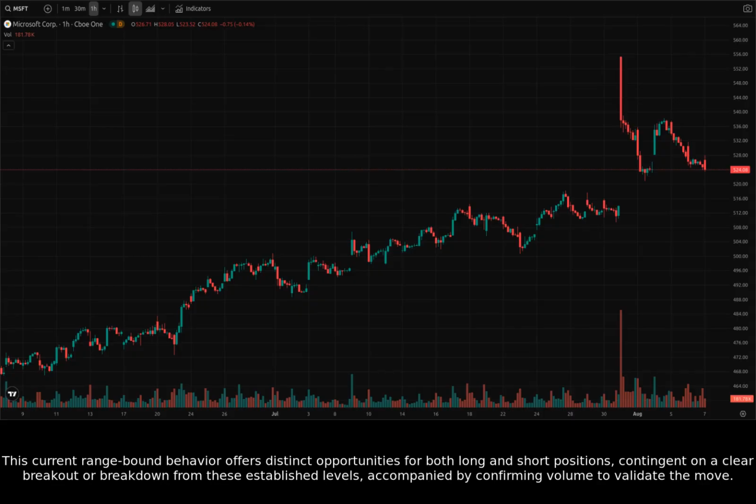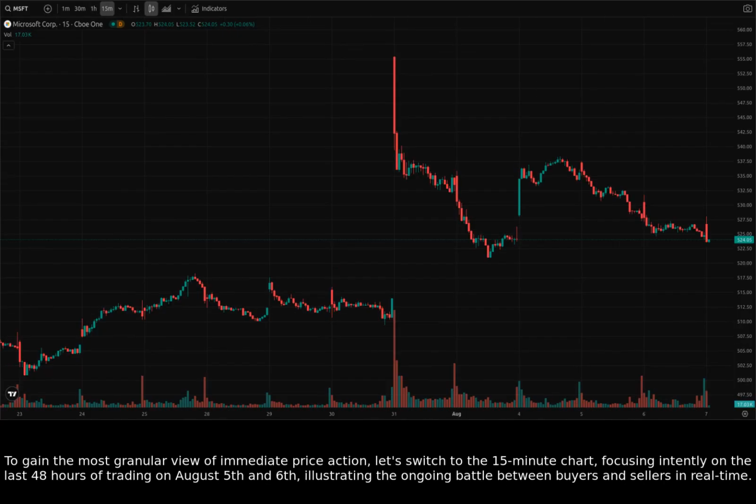This current range-bound behavior offers distinct opportunities for both long and short positions, contingent on a clear breakout or breakdown from these established levels, accompanied by confirming volume to validate the move. To gain the most granular view of immediate price action, let's switch to the 15-minute chart, focusing intently on the last 48 hours of trading on August 5th and 6th, illustrating the ongoing battle between buyers and sellers in real time.